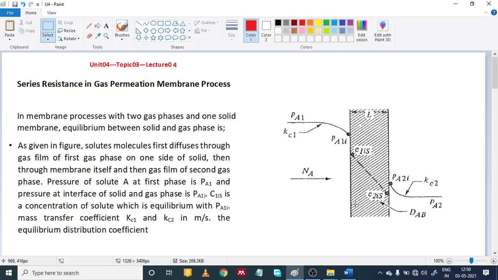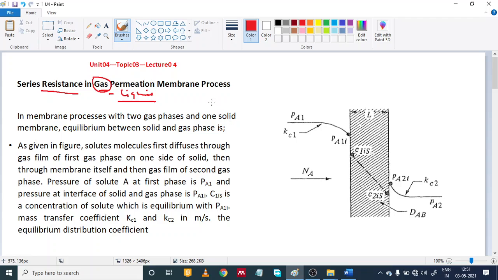So today we are going to discuss another topic. This is also related with the resistance, but this resistance is related with the gas phase. This is a difference from the earlier lecture, where it was a liquid phase. In the earlier case we discussed the liquid phase.